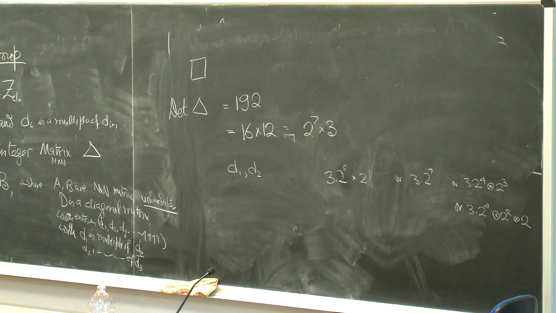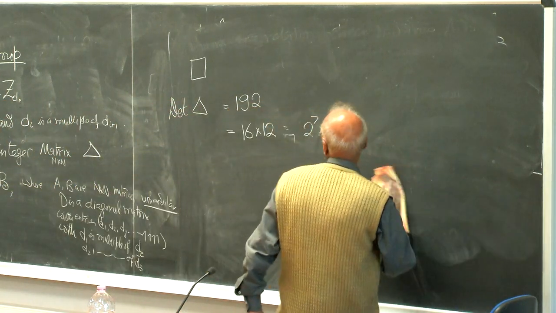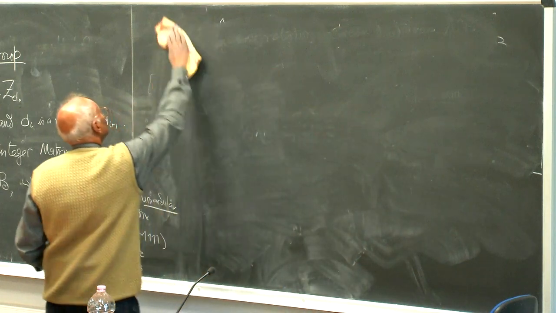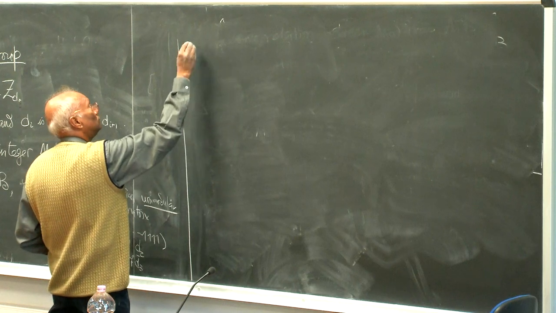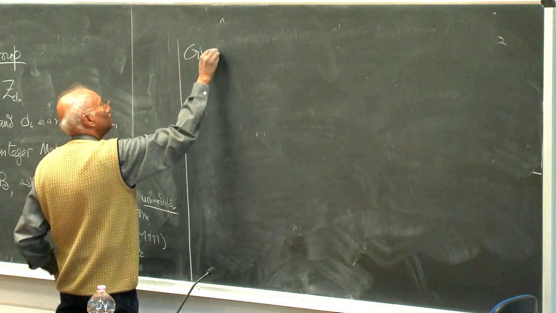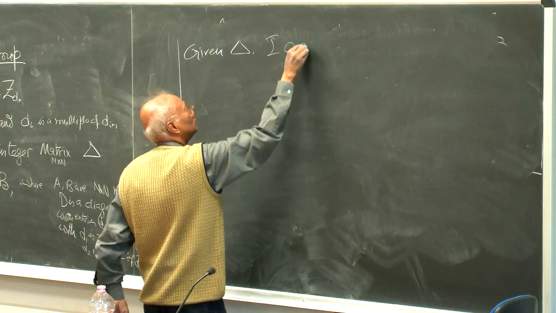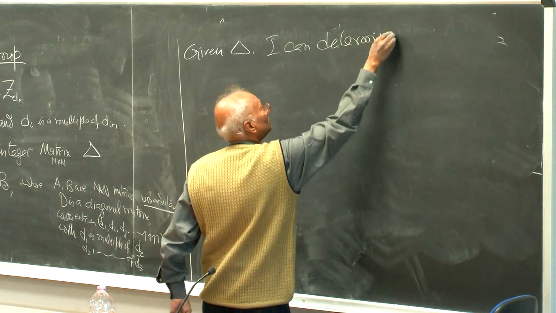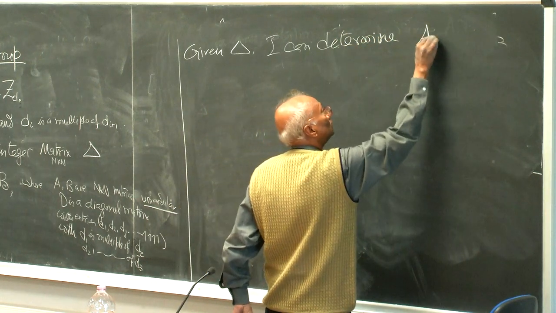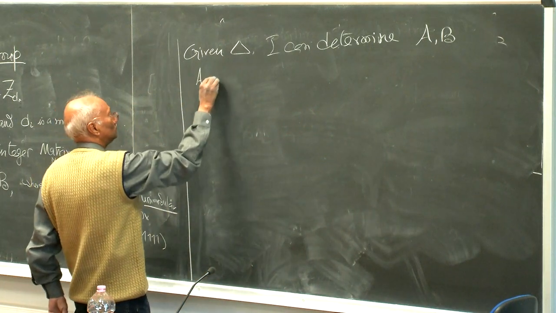So now, if I have somehow determined these matrices A and B, so given delta, I can determine A and B. A and B are not unique.